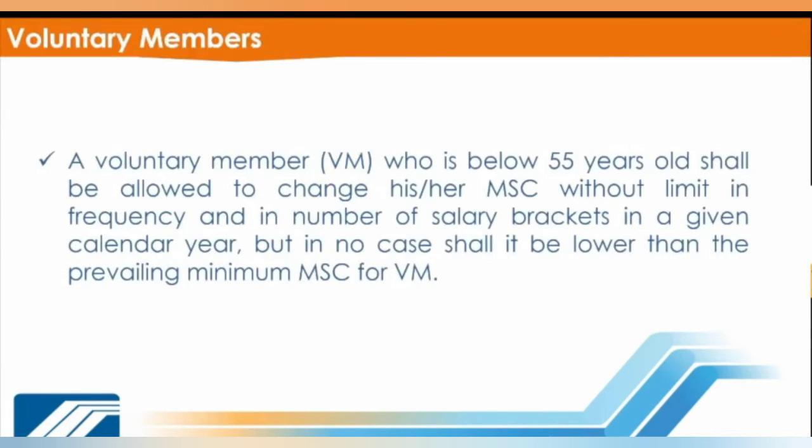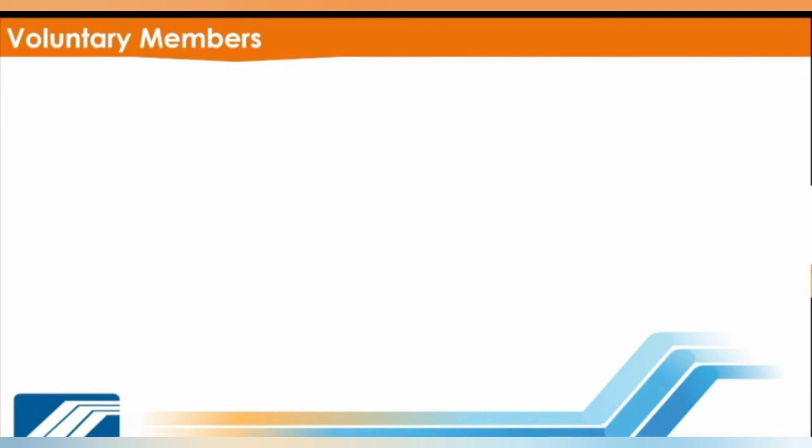Meanwhile, for the voluntary members, those who are below 55 years old shall also be allowed to change their monthly salary credit without limit in frequency and in number of salary brackets in a given calendar year, but in no case shall it be lower than the prevailing minimum monthly salary credit for a voluntary member.